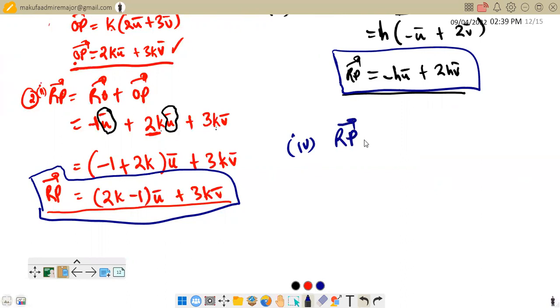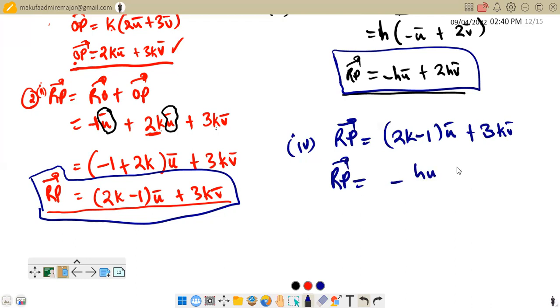The first one, RP, which is equal to (2k minus 1), minus 1, not minus u. All right, so this is negative 1 here. So it's (2k minus 1) times vector u plus 3k vector v. All right, then the second RP that we got here, we write it as it is, which is minus hu plus 2h vector v. So make sure you write u starting with u followed by v. Make sure you maintain this order: u, v, u, v, like this.